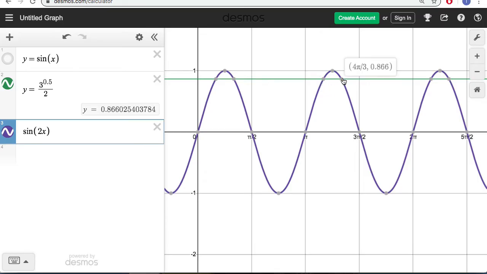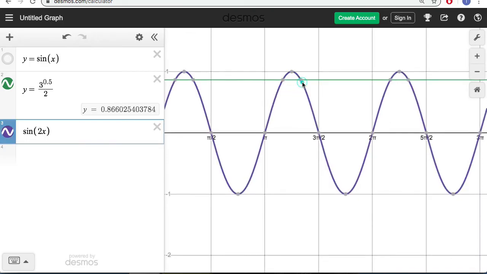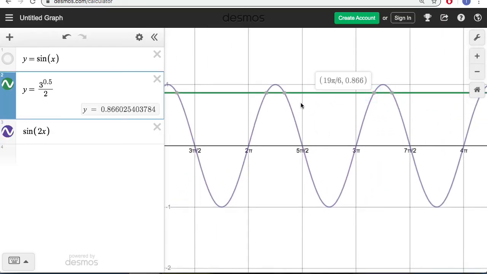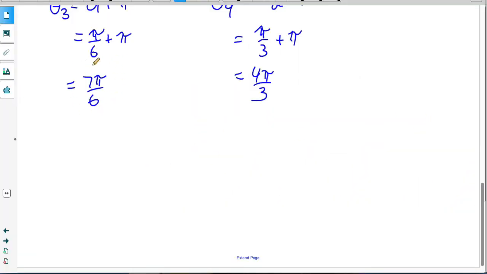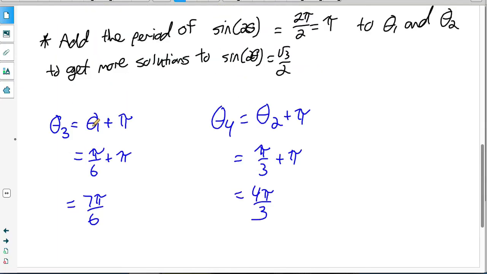And those are all the answers between 0 and 2 pi. There are an infinite number of places where this function is equal to root 3 over 2. We can just keep adding the period to the function. Add the period to those two answers, we get these two answers, and so on. But we only wanted the answers between 0 and 2 pi. If we added pi to this answer, 7 pi over 6 plus 6 pi over 6 is 13 pi over 6. That's past 2 pi, so we wouldn't want to include that answer. So you just keep adding the period until you have all of the answers within the specified interval in the question.